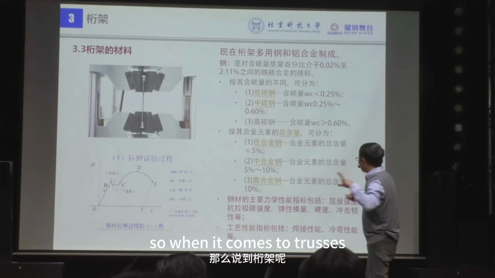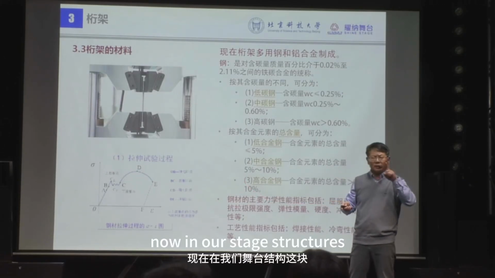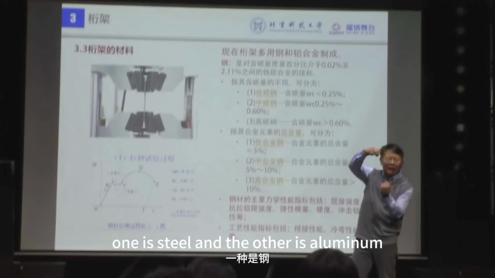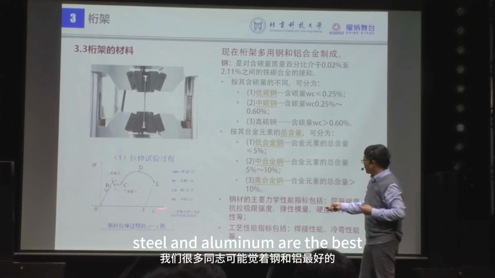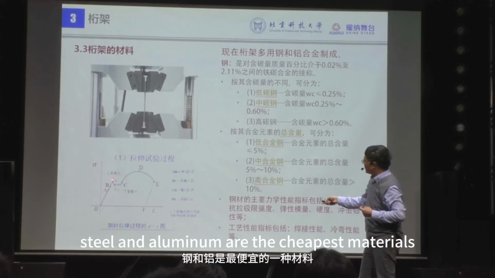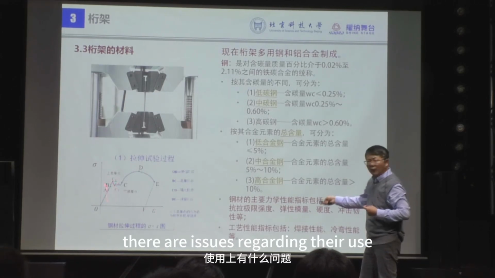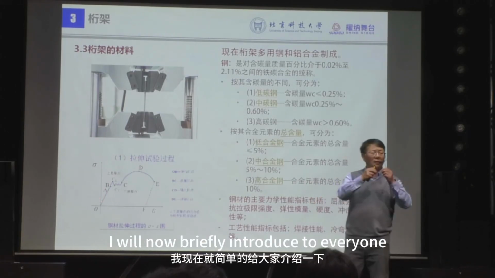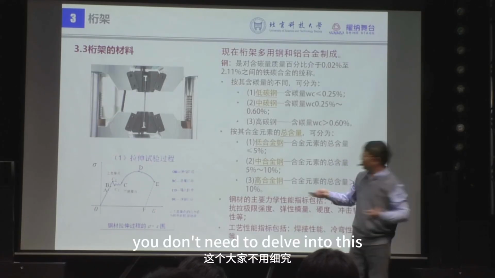So when it comes to trusses, we first need to talk about the materials for trusses. Now in our stage structures, the materials used for welding are generally divided into two types. One is steel and the other is aluminum. Many of our colleagues might think that steel and aluminum are the best, probably because they are cheap. Steel and aluminum are the cheapest materials, but it actually involves many performance aspects. There are issues regarding their use. Everyone might not fully understand. I will now briefly introduce to everyone. Steel is actually iron titanium alloy. You don't need to delve into this.